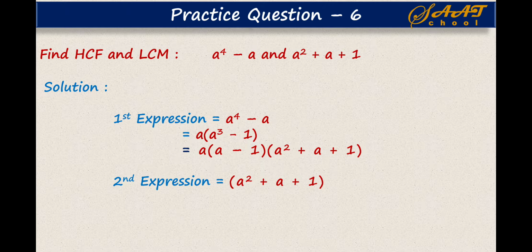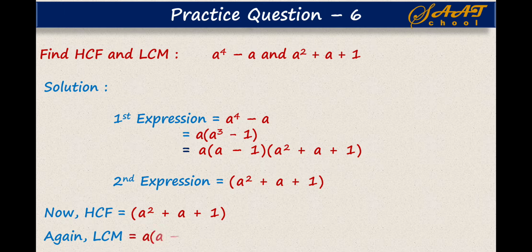Here a square plus a plus 1 is the common factor between the first and second expressions, and that common factor becomes the highest common factor, the HCF. Now the remaining factors are a and a minus 1, and including those factors we have the LCM, that is a, a minus 1, a square plus a plus 1, and this can also be written as a to the fourth minus a.